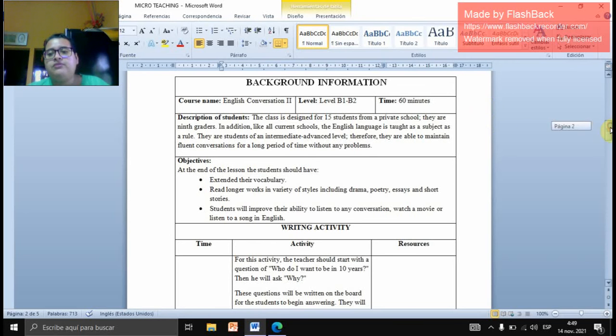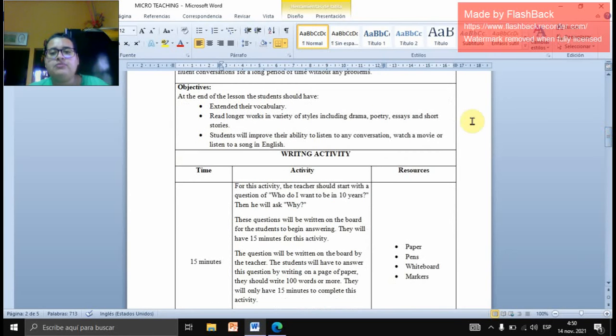So the objectives for this lesson are these ones. At the end of the lesson, the students should extend their vocabulary, read longer works in a variety of styles, including drama, poetry, essays, and short stories, and I'm going to show some of that in this class. And the last one is that the students will improve their ability to listen to any conversation, watch a movie, or listen to a song in English.